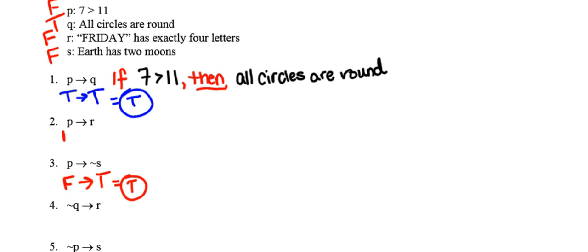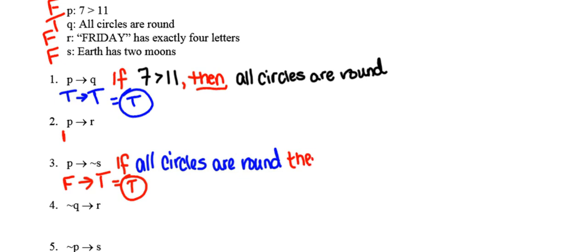Now I'm going to write the sentence in English. Every conditional starts with the word if. So I'm going to begin my sentence with the word if. If all circles are round, then is my connector that joins my two sentences together, not S. So Earth does not have 2 moons.